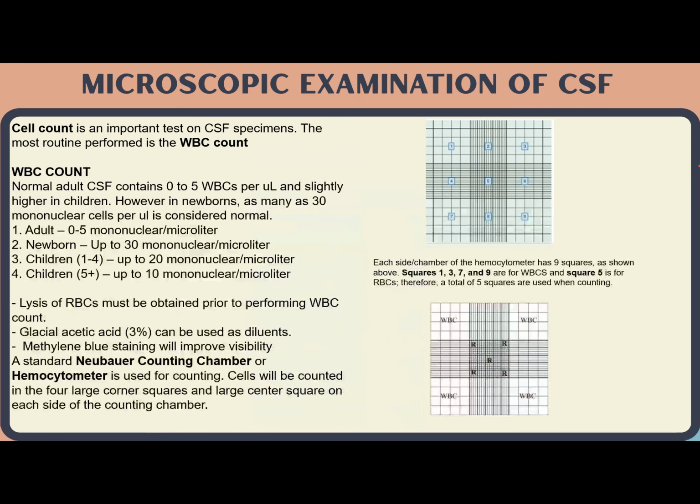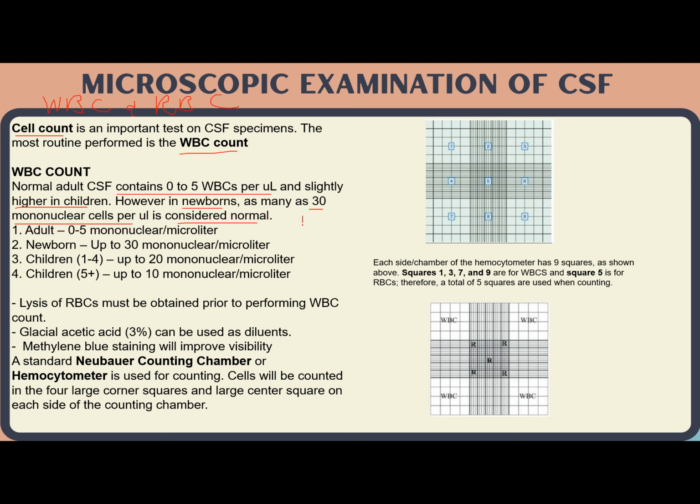Now let's go to the microscopic examination of CSF. The microscopic examination of CSF is done in your hematology. So what you would be doing here, class, is cell count. In cell count, you would be performing WBC and RBC count. Now the most routine test performed is the WBC count. Normal adult CSF, class, would normally contain, please take note of this, 0 to 5 WBCs per µL and slightly higher in children. However, class, in newborns, as many as 30 mononuclear cells per µL is considered normal.